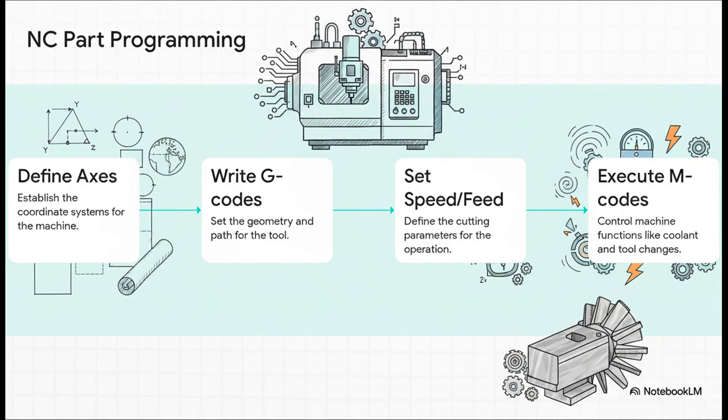So how do you actually talk to one of these multi-million-dollar machines? Well, you have to learn its language. This is a breakdown of NC part programming. You use specific commands like G codes for the geometry and M codes for machine functions to write a literal script that tells a block of aluminum exactly how to become a precision engine part.